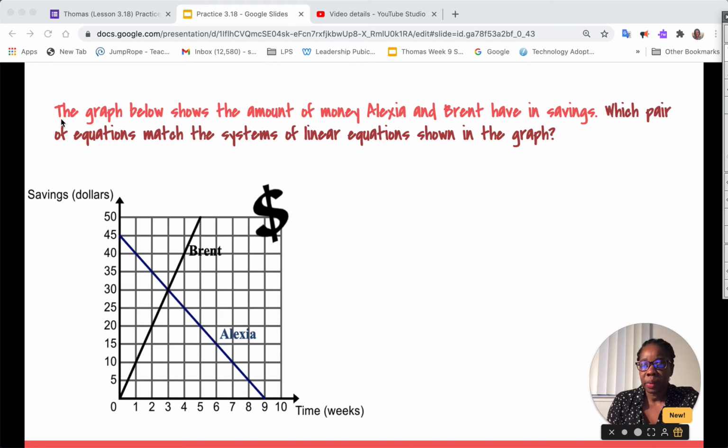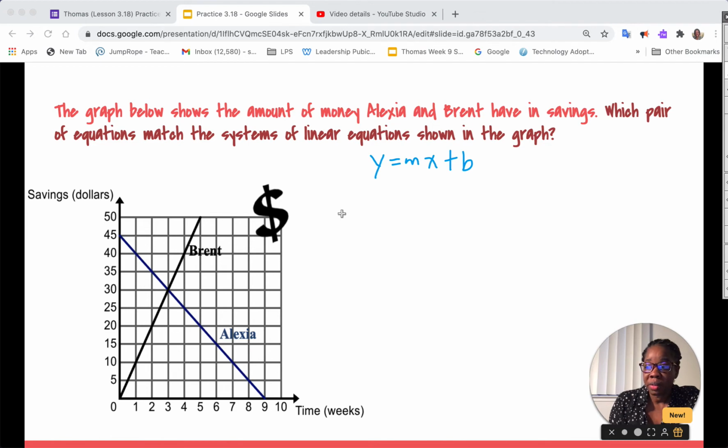All right, so this question says the graph below shows the amount of money that Alexa and Brent have in savings. Which pair of equations match the system of linear equations shown? Okay, so we are thinking about writing the equations in the slope-intercept form. For each equation, remember the slope-intercept form is y is equal to mx plus b.